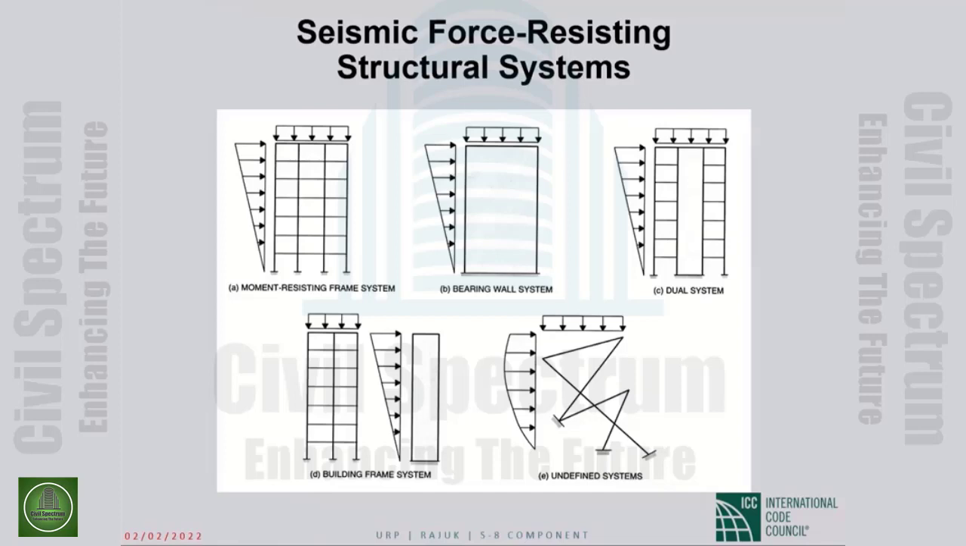Then there are combination frame shear wall systems, which can be designed in two ways, as building frame system or dual system. In a building frame system, the shear walls are designed to resist 100% of the design seismic forces, and the frames carry all the gravity. So there is total separation between the gravity system and the seismic force resisting system. Seismic forces are resisted by the shear walls, the gravity resisted by the frames.